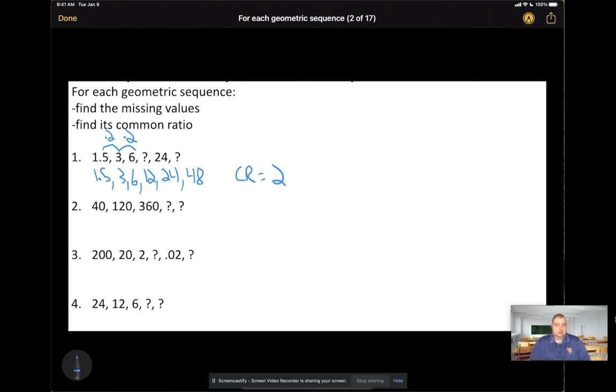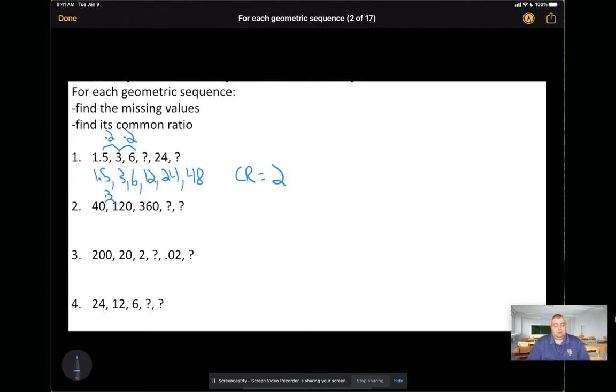Okay. Number 2, so we go from 40 to 120. Looks like we're multiplying by 3 this time. Okay, 40 times 3 is 120. 120 times 3 is indeed 360.